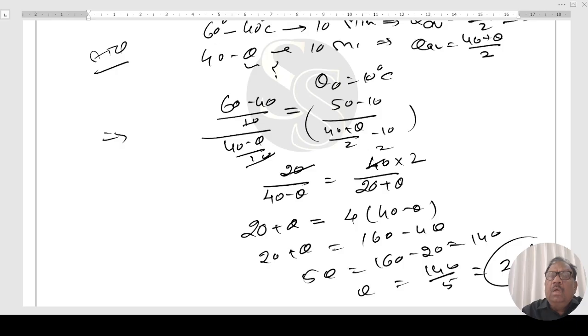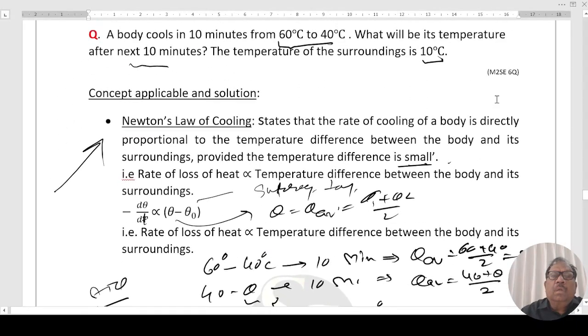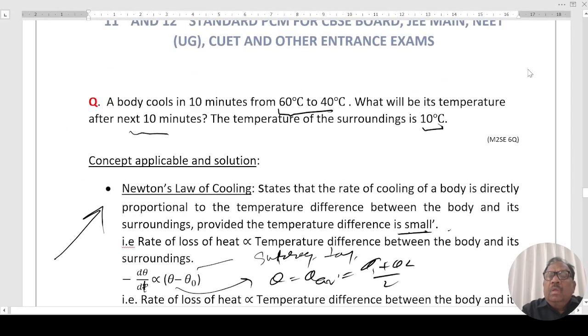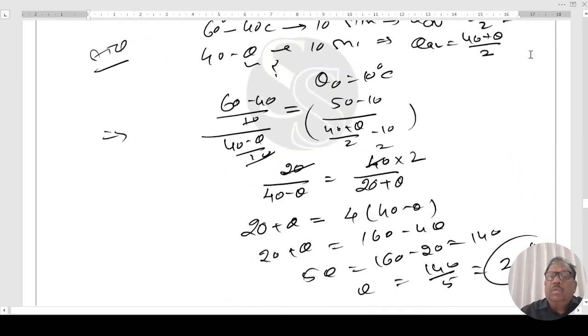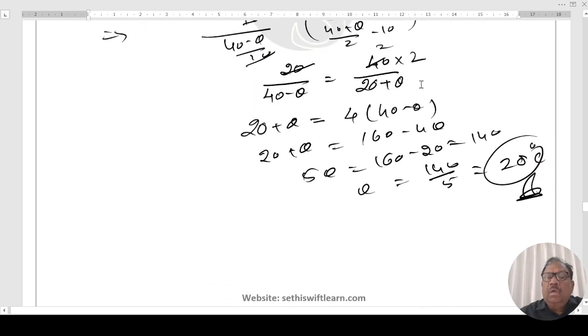That is the answer. What will be the temperature after the next 10 minutes? Temperature will be 28 degrees centigrade after 10 minutes. This is the answer. Right?